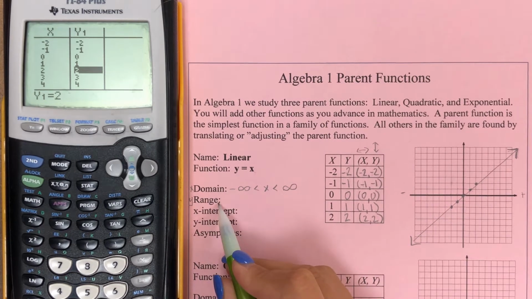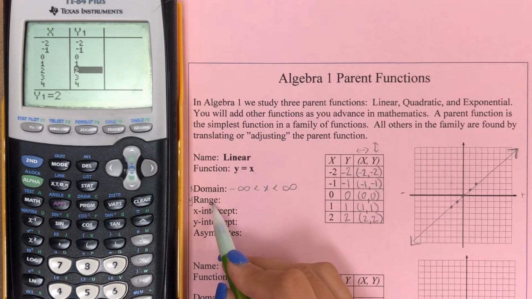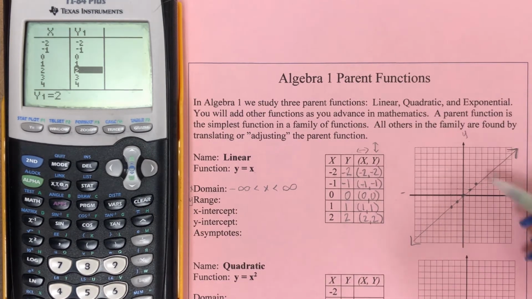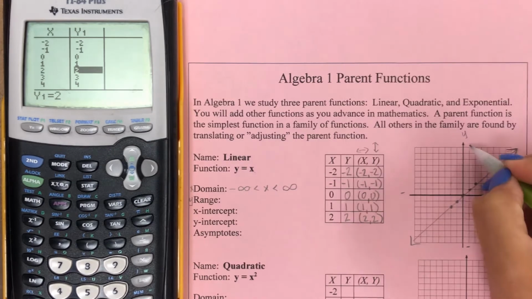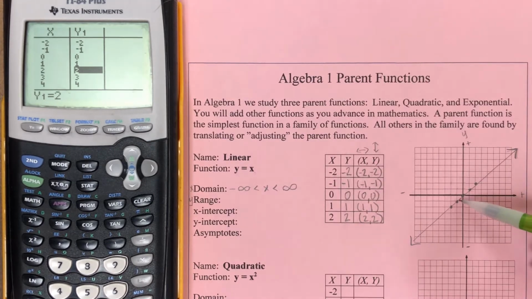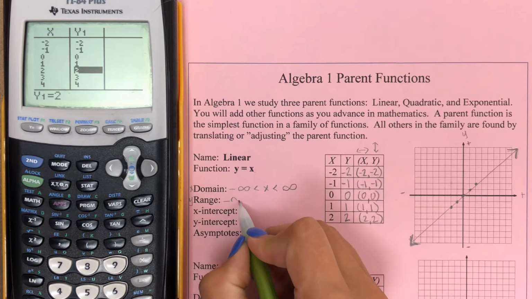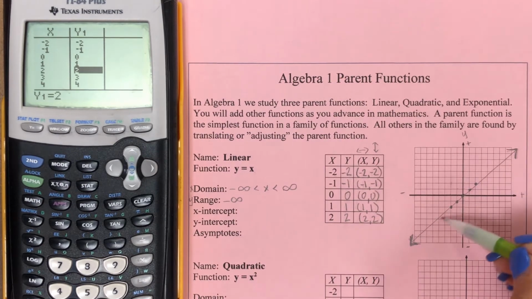From here, now we do range. So we're going to do something similar to domain, but instead of going right and left, we're going up and down on the y-axis. So here, our negatives go down, our positives go up. So I'm going to see how far down it goes. So I'm following this arrow down, and notice it's got an arrow. So just like with the domain, I'm going on forever and ever in the negative direction. So -infinity.